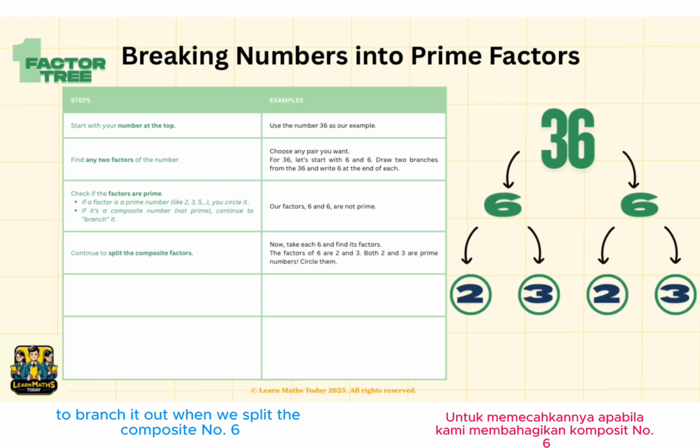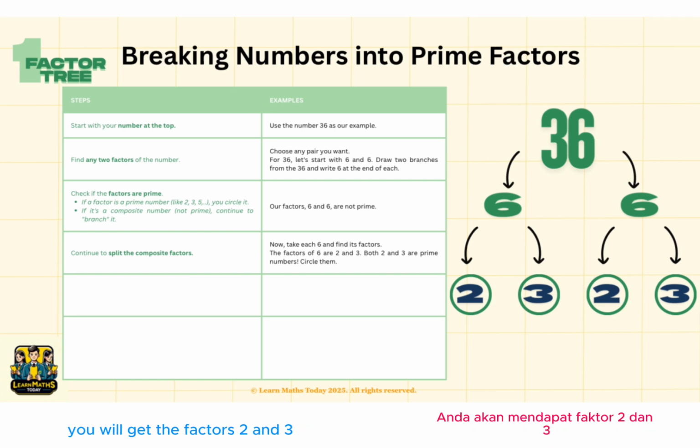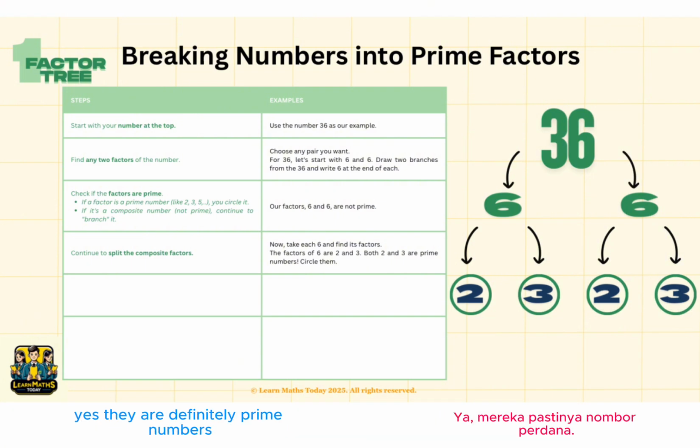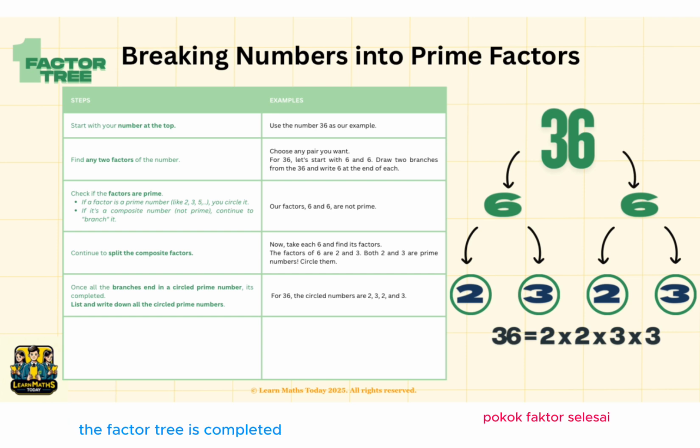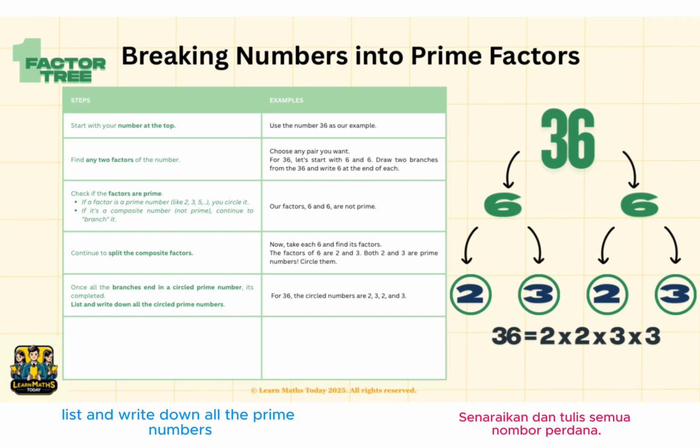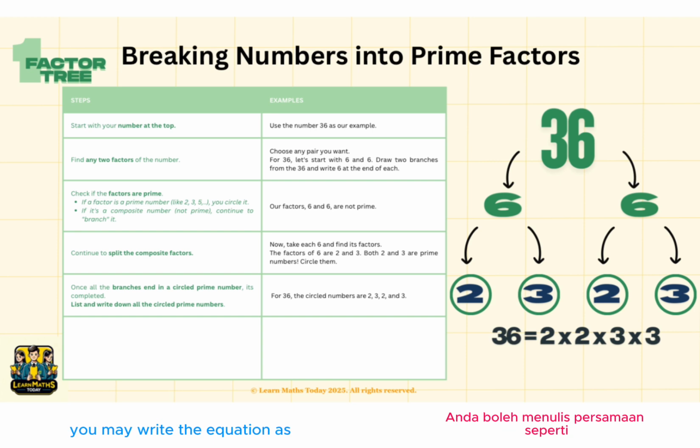When we split the composite number 6, you will get the factors 2 and 3. Are number 2 and number 3 prime numbers? Yes, they are definitely prime numbers. Once all the branches end with a prime number, the factor tree is completed. List and write down all the prime numbers. In this example, circle number 2 and number 3. You may write the equation as 36 equals 2 times 2 times 3 times 3.